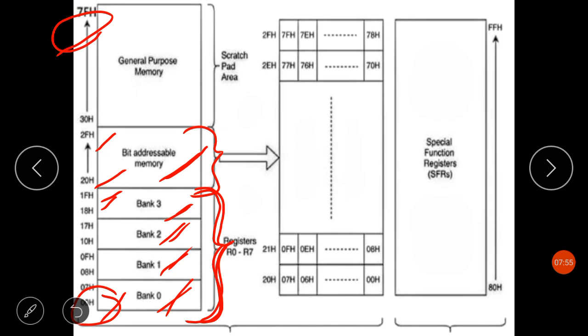Next, the last 80 bytes of the 128 bytes of RAM is occupied by general purpose registers, or you can say scratch pad area, and it is having the address range from 30H to 7FH. So this is making up the 80 bytes. So again I am repeating.